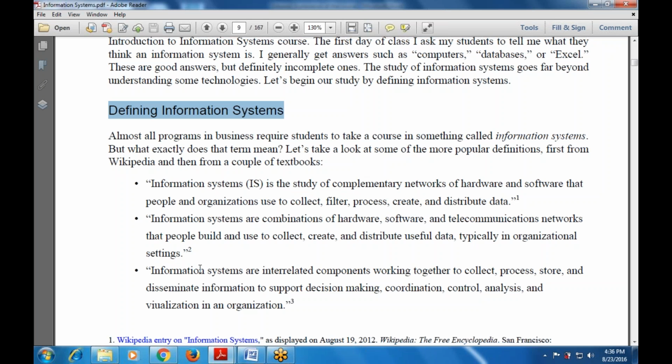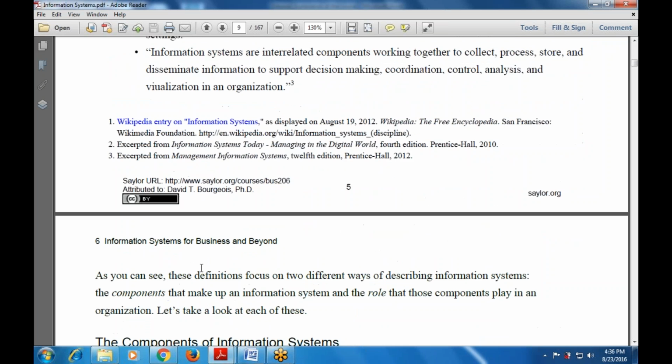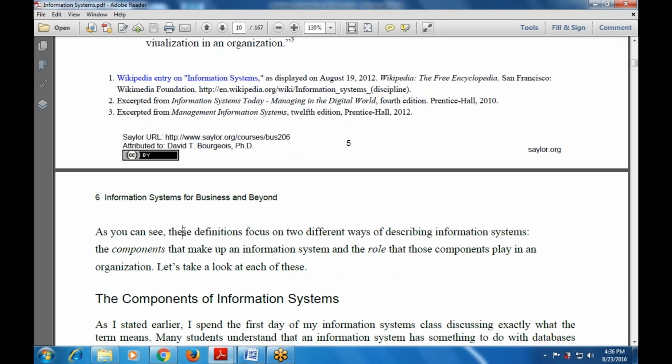What are the various visualization parts? What are the various contents in the organization that are used to support decision making, coordination, controlling, analysis and visualization? And as you see, these definitions focus on two different ways of describing the information system. One is the components that make up the information system. The other is the role that those components play in an organization.